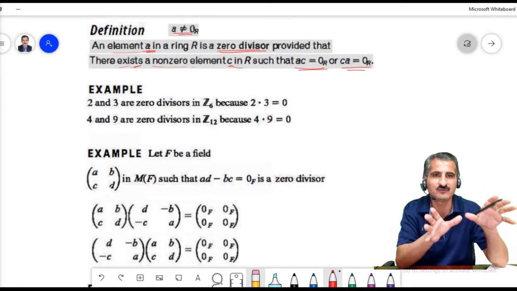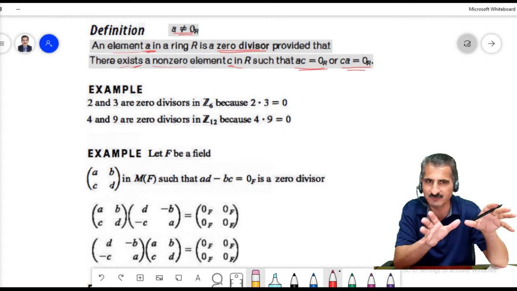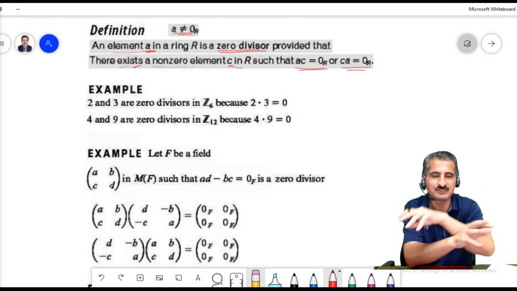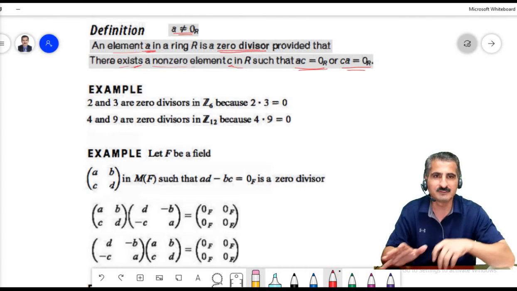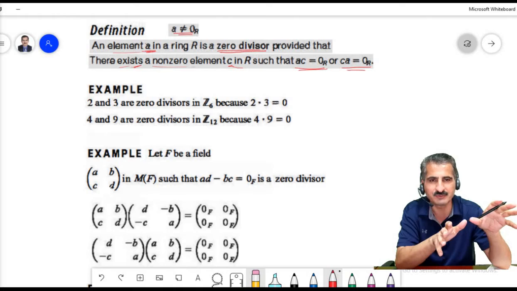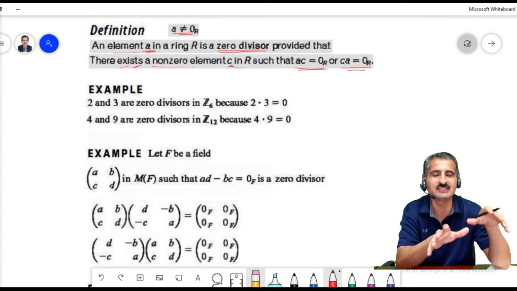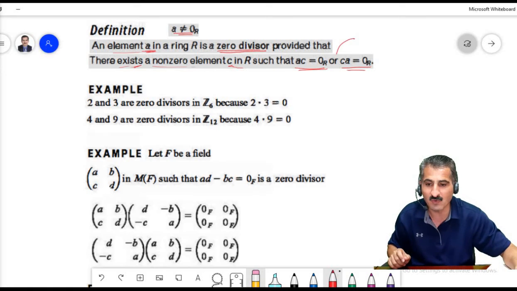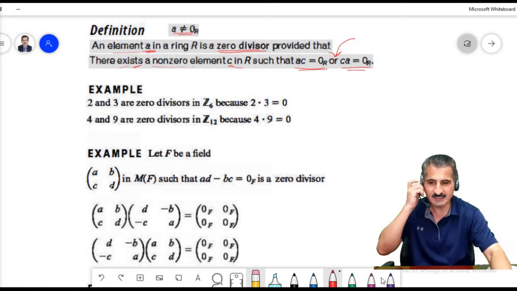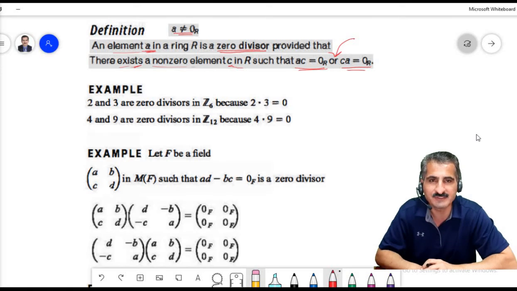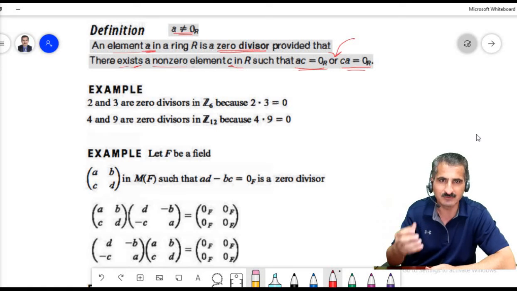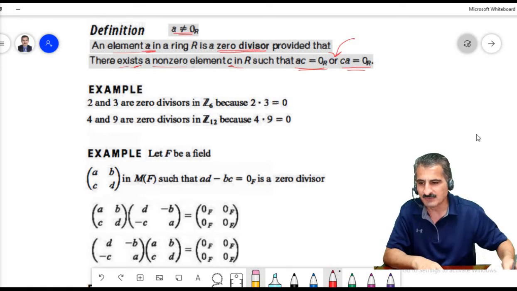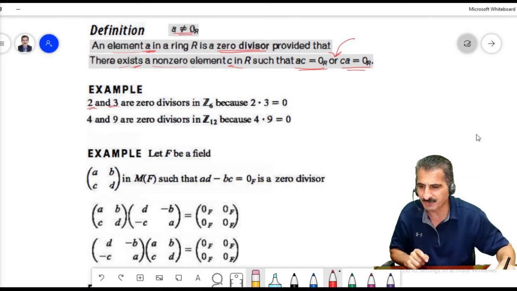Some two matrices, if you multiply them in some order, they give you 0. But if you change the order, you may get something different. But still, because it happens in some order, the result was 0, we will say that each one of them is a zero divisor. So this says or, not and. A non-zero element will be called a zero divisor if we find another element which is not 0, and multiplied by A, we get 0. Examples we have seen before: 2 and 3 are zero divisors in Z6, and 4 and 9 in Z12 are zero divisors.